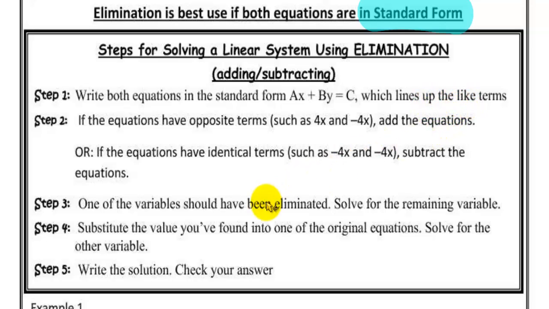And then if the equations have opposite terms such as 4x and negative 4x, we can just add the equations and then the x variable will be eliminated. Or if the equations have identical terms, meaning they have the same term, same sign, same coefficient, and same variable, just like negative 4x and negative 4x, when you subtract the equations, then the x variable will be eliminated. Once the variable has been eliminated, we can now solve for the remaining variable.